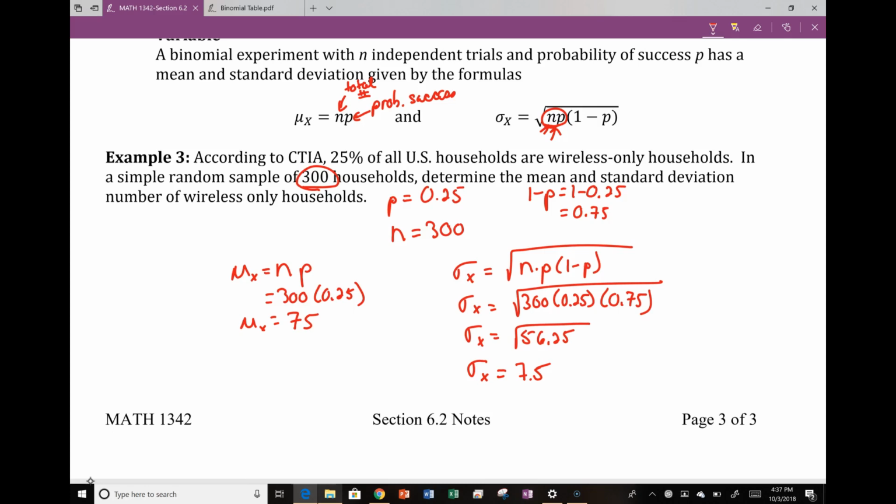I'd like for you to practice with these binomials. Practice using the table, practice using the formula, and then practice with the mean and standard deviation. And if you have any questions, please let me know.